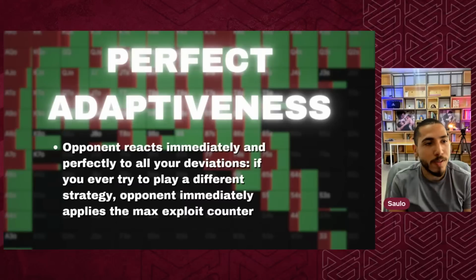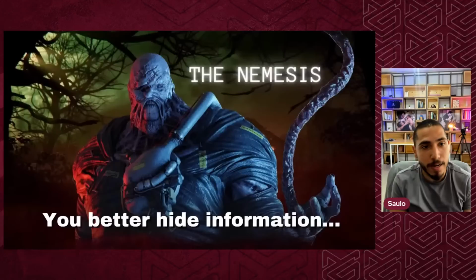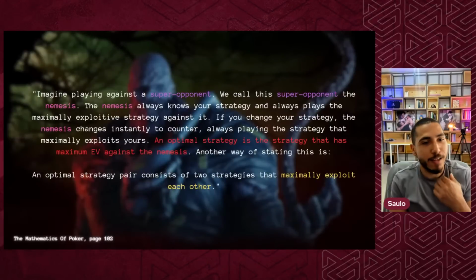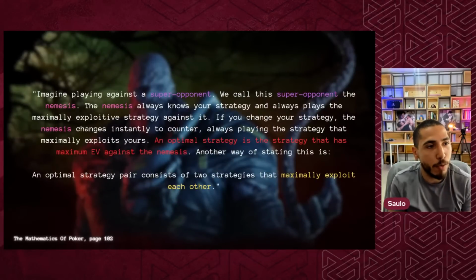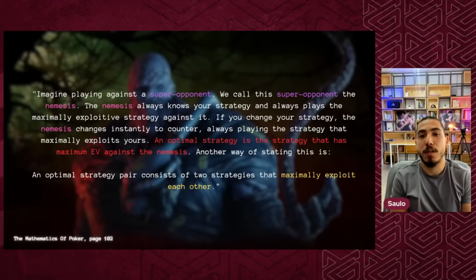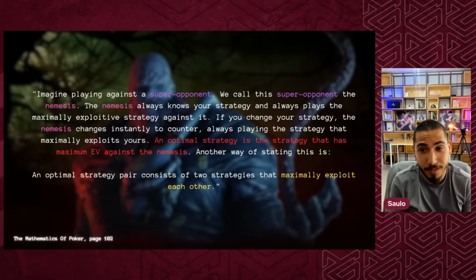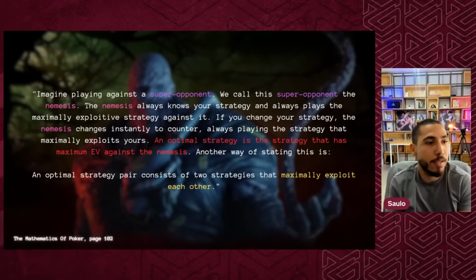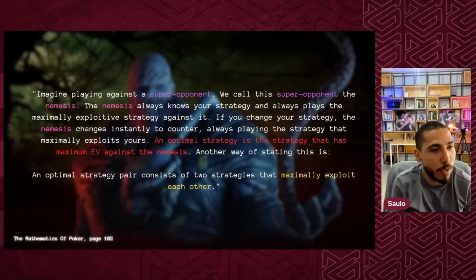Okay, so who is the guy that can be clairvoyant and perfectly adaptable? This guy is the nemesis. You can't hide information against the nemesis. Okay, the nemesis is a definition that also comes from The Mathematics of Poker book. So Chen and Ankenman describe the nemesis as a super opponent. The nemesis always knows your strategy and always plays the maximum exploitative strategy against it. If you change your strategy, the nemesis changes instantly to counter, always playing the strategy that maximally exploits yours.